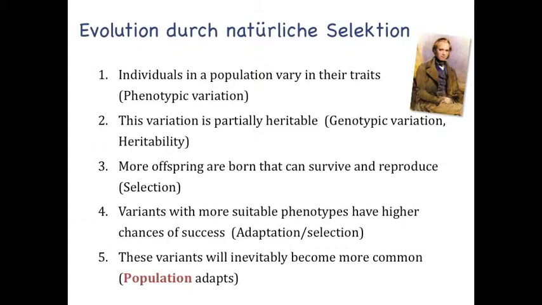And as a fifth consequence of that, if that is true, and you can verify each step independently, it's been done many, many times, then inevitably these variants which are better suited for their environment will accumulate in the population, and the population adapts. So this is a population process, and one has to keep this in mind. If you talk about biology, it's not individuals that adapt, although they're the carrier of these adaptations, but it's the population as a whole that adapts to its environment.